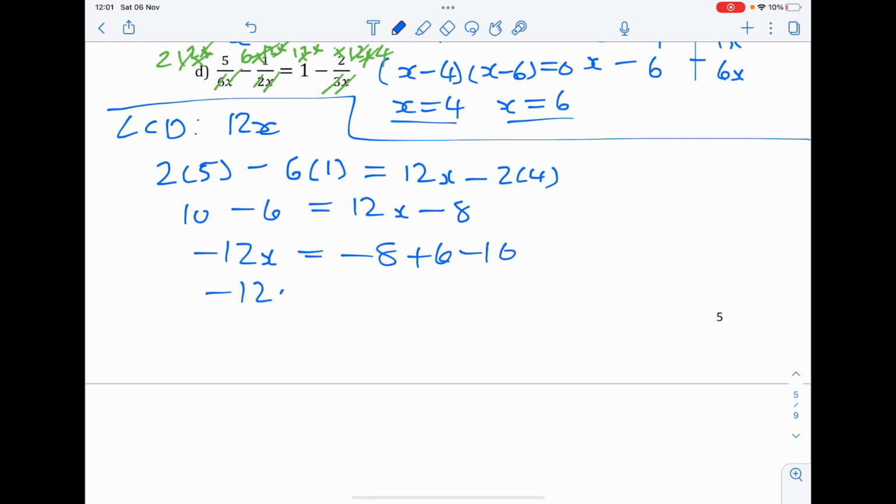So minus 12x equals, and let's simplify this, minus 8 plus 6 minus 10 is minus 12. Dividing both sides by minus 12, x is equal to 1.